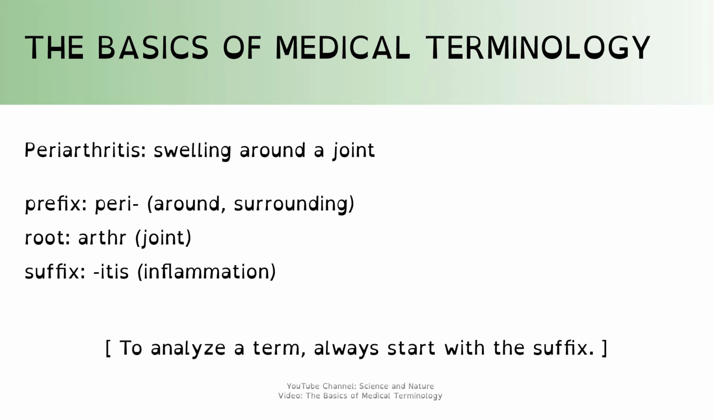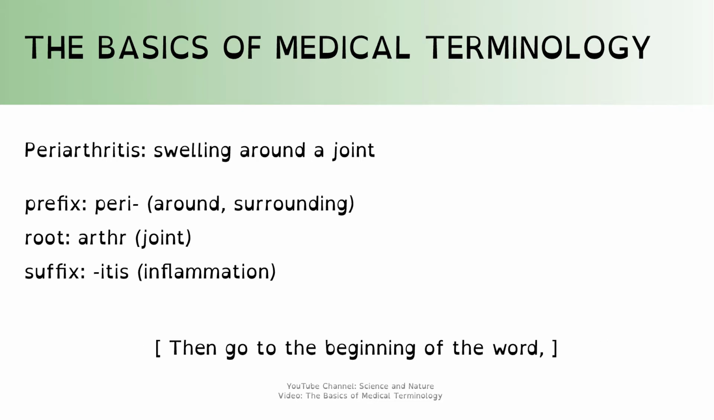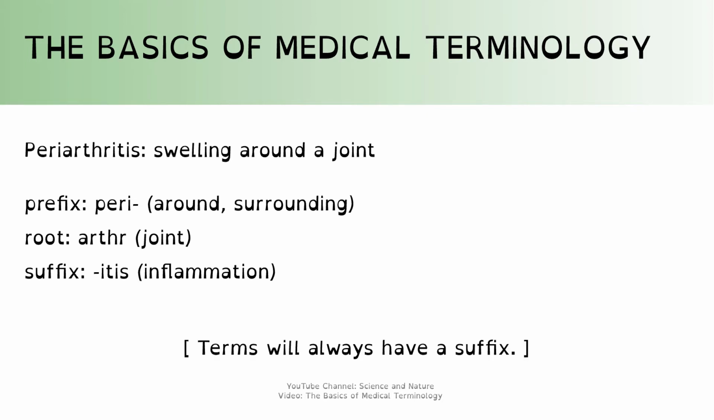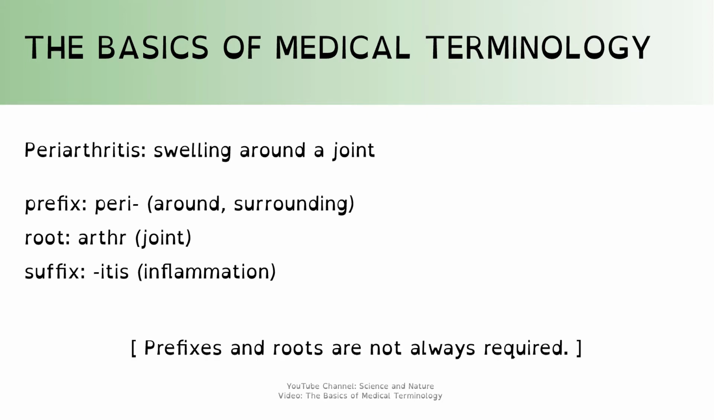To analyze a term, always start with the suffix. Then go to the beginning of the word, which will be either a prefix or a root. If there is an additional part in that term, it will be a root. Terms will always have a suffix. Prefixes and roots are not always required.